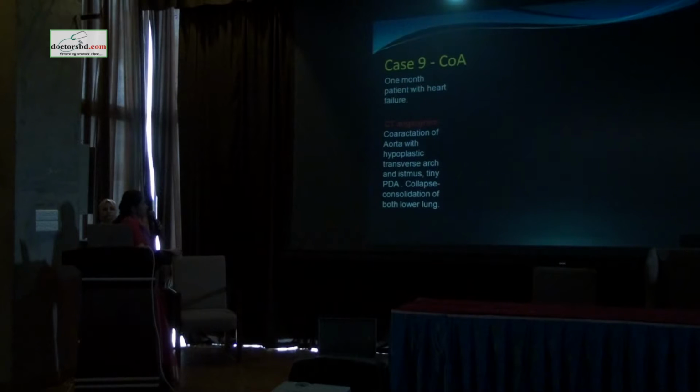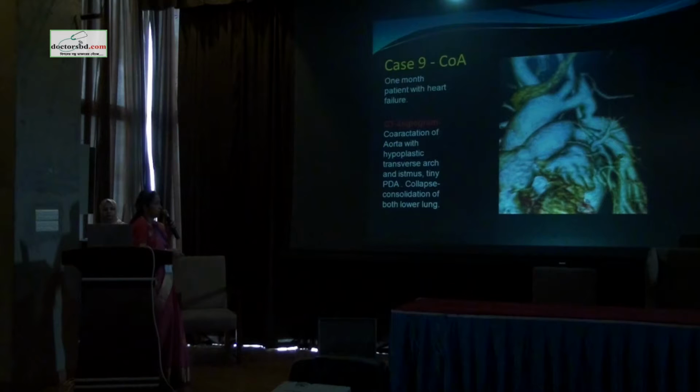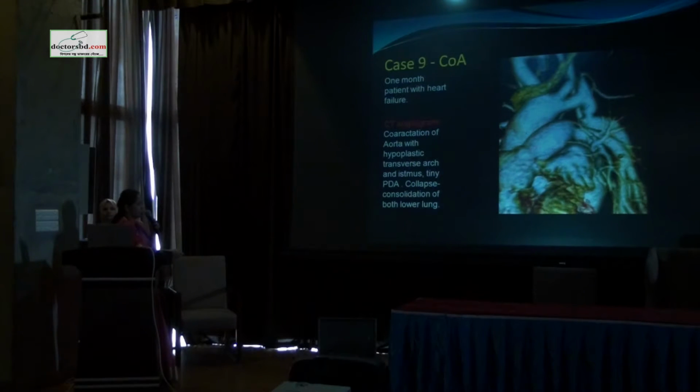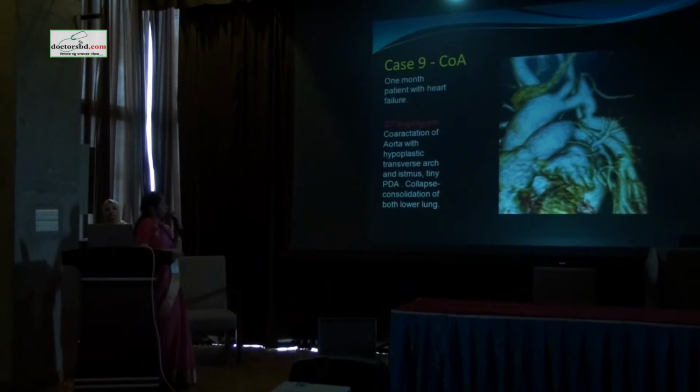This is another case of coarctation. This 1-month-old patient came with heart failure, and CT angiogram was done. This is a very close view of the great arteries, and this is the pulmonary artery, and this is the part of the aorta. And here we see severe narrowing in the distal arch of the aorta, just adjacent to the subclavian artery. This part of the aorta is hypoplastic and smaller compared to this normal size aorta. So this was a case of coarctation of aorta with hypoplastic transverse arch.